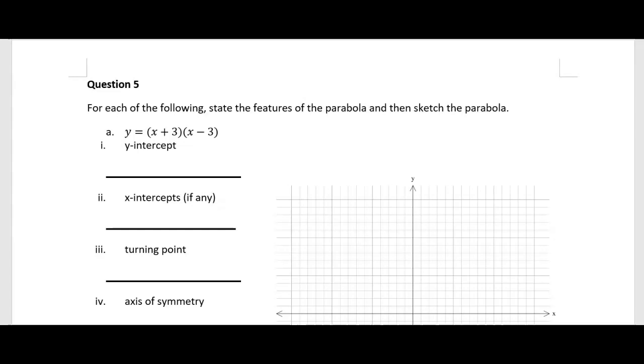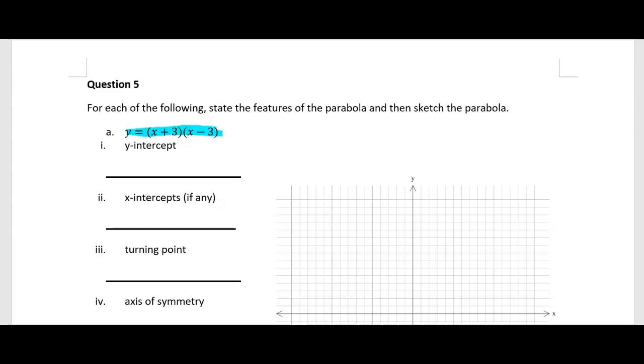So the other video is focusing on questions. I wrote questions 1 to 5, but it was questions 1 to 4, and this one's going to be question 5 onwards. All right, so for each of the following, state the features of the parabola and then sketch the parabola. It's very important that we look at the form that the quadratic is in. Okay, so this is in factorized form.